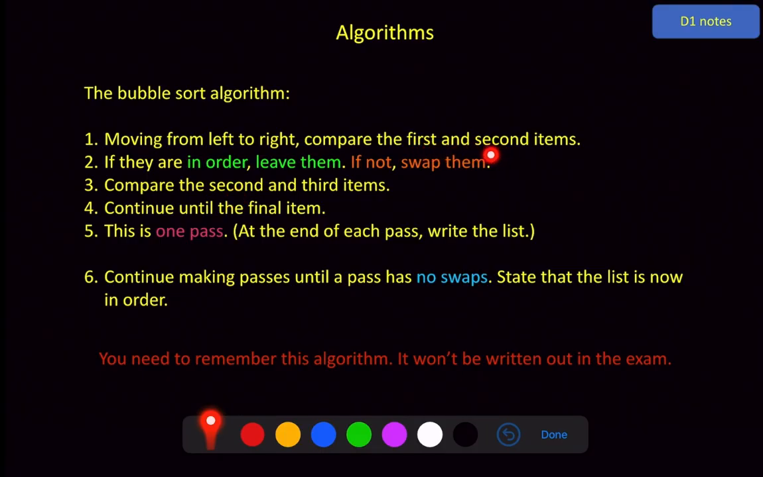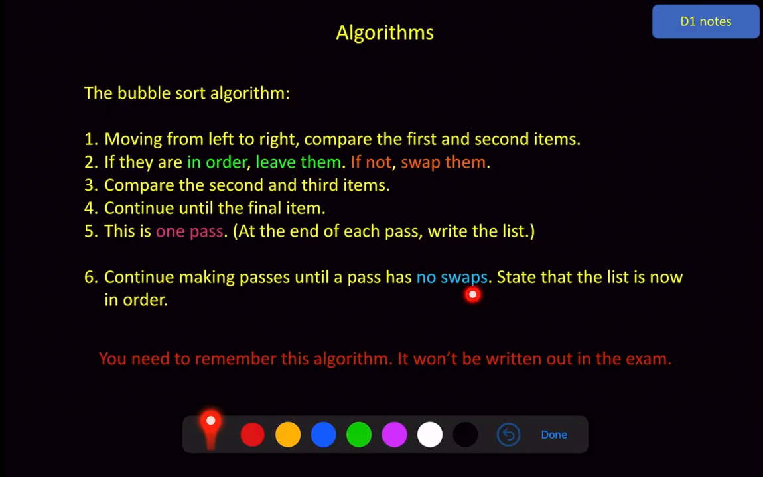You're comparing the first two, then that second one, whether it's the same or whether it's swapped, you're comparing it with the one next to it. And you're going to do that all the way along the list of items until you get to the last item in the list. All of that is one pass. And at the end of that pass, whether you've had to write out all the comparisons or not, you should write the updated list after that first pass. Then I've put a little gap here because, as mentioned, you won't always need to do all of this in the exam in terms of showing your process, but whether you show it or not, you then continue making passes until a pass has no swaps.